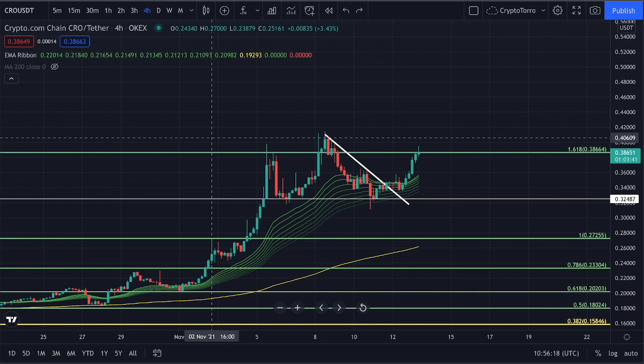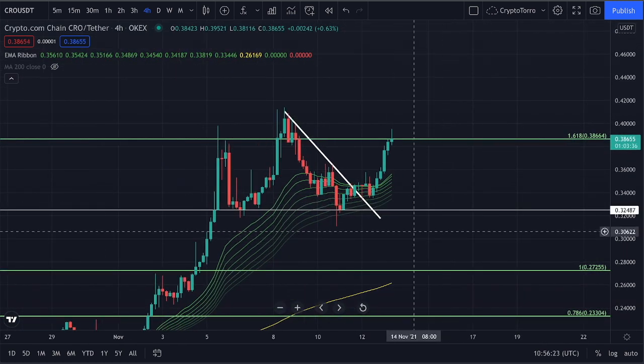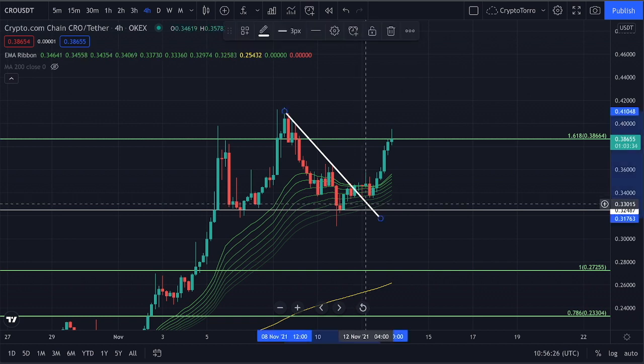I personally think that we will actually expect major growth on crypto.com for sure during the upcoming hours, and that is actually looking very well.